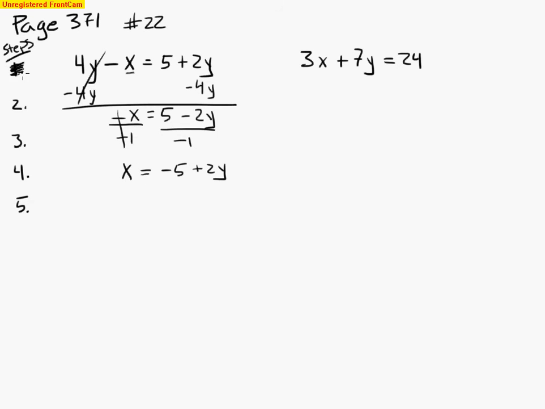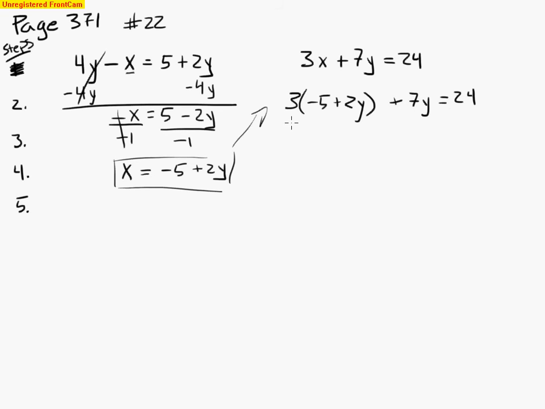Done step number one. Step number two, I'm supposed to take this thing, and I need to plug it in to this equation. So I'm going to take this and plug it into where x is. So I have 3 times something, and that's going to be negative 5 plus 2y, and that's going to be plus 7y equals 24. Lots of fun here.